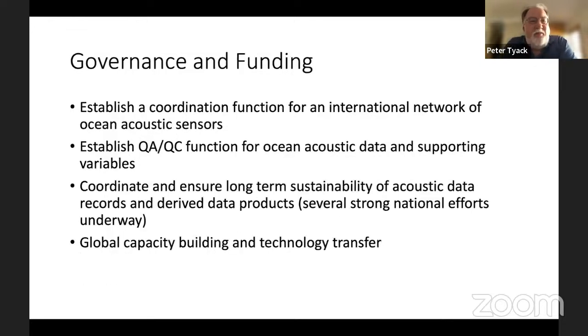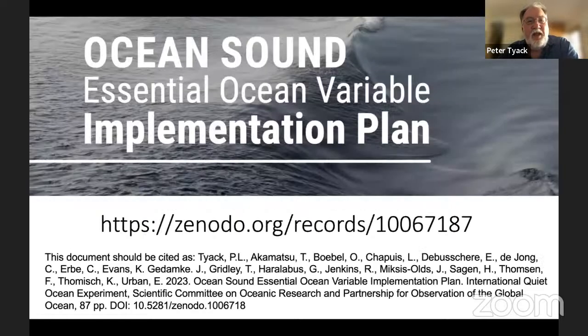For governance and funding, the implementation plan focuses on some of the essential requirements. We need a coordination function for the growing bottom-up international network of ocean acoustic sensors. We need a QA/QC function for the ocean acoustic data and supporting variables, and to coordinate and ensure long-term sustainability of acoustic data records and these derived data products. There are some superb, strong national efforts, like the example I gave from Avi before. And we also need to focus on global capacity building and technology transfer. The methods for both measuring underwater sound and recording it are dropping drastically in cost and size because of electronic miniaturization. And just to close, here is how you can access the Ocean Sound Essential Ocean Variable Implementation Plan. I'd be happy to accept questions or open discussion.